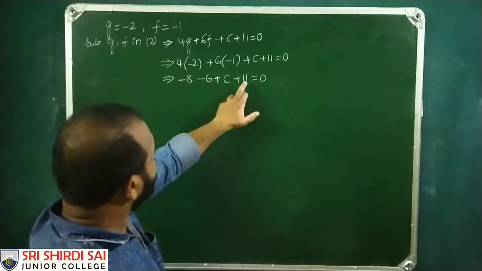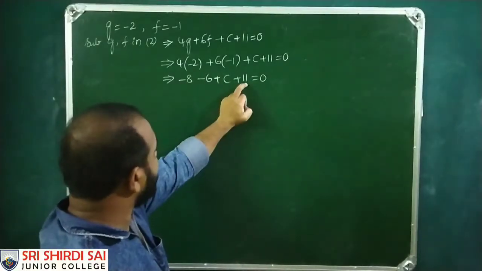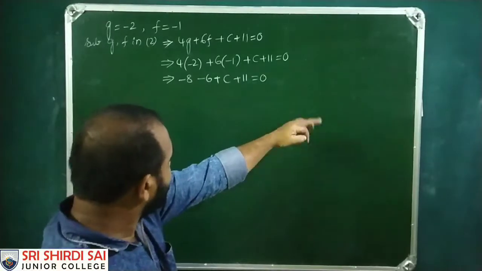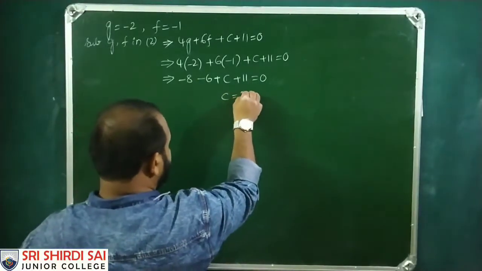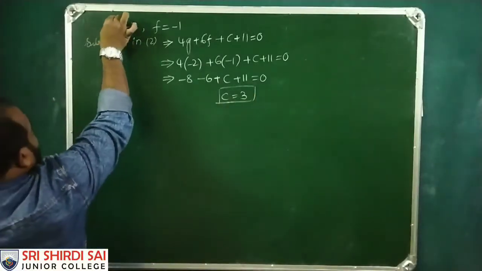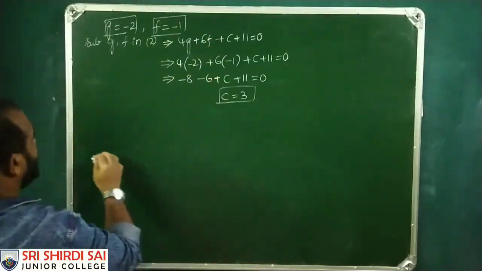Minus 14 plus 11 is minus 3. If I transpose that minus 3 onto the other side, C is equal to 3. Therefore G is equal to minus 2, F equals minus 1 and C value is 3.